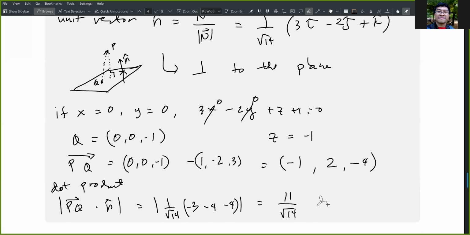This is the distance from P to the plane.